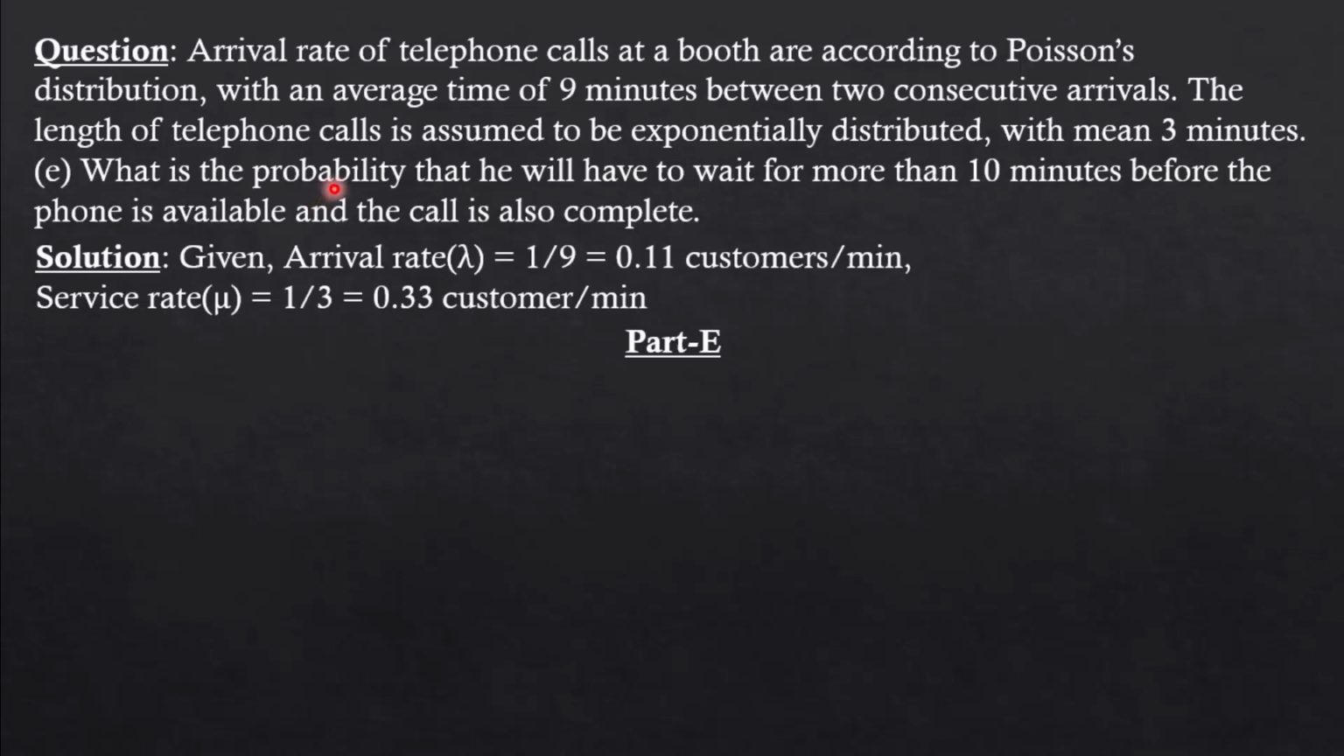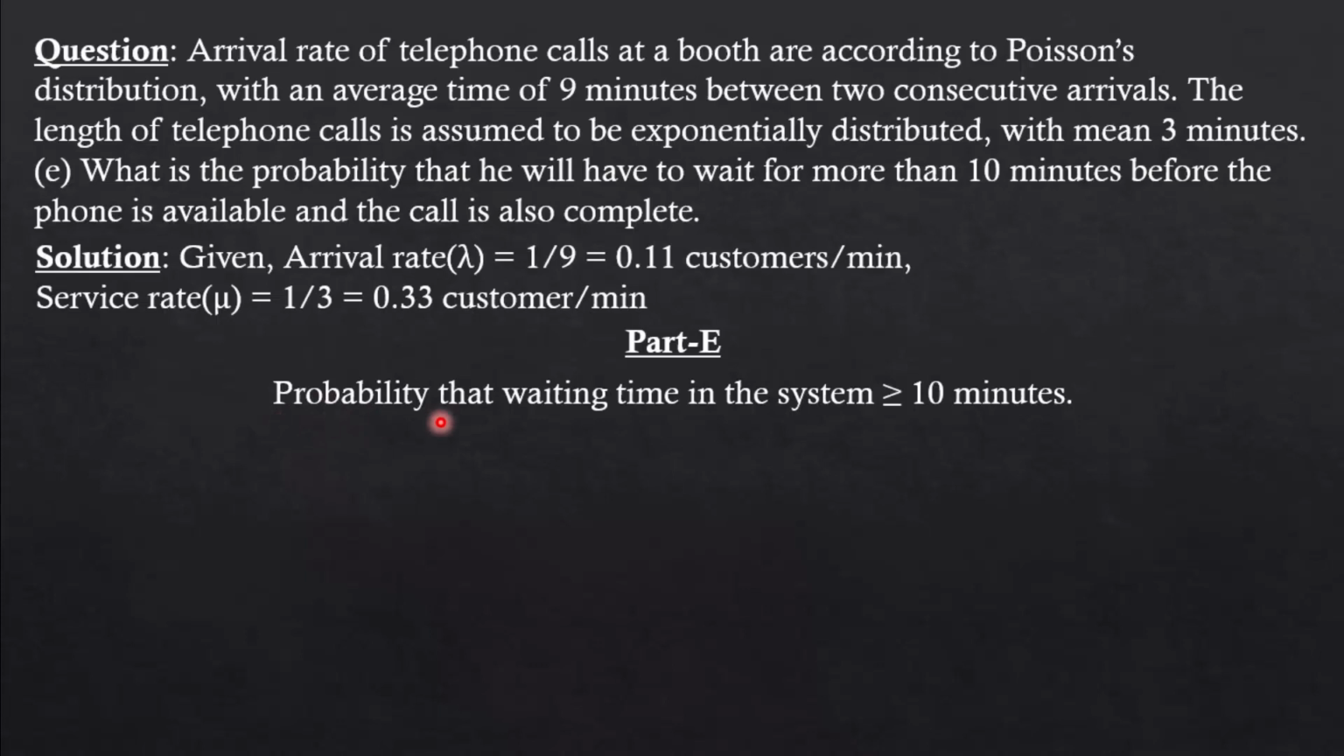What is the probability that he will have to wait for more than 10 minutes before the phone is available and the call is also complete? So the probability that waiting time in the system is greater than 10 minutes is given by this formula, and let us put the value of mu and lambda here, and the final value is coming as 0.111, or we can say 11.1%. So 11.1% is the probability that the waiting time in the system is greater than 10 minutes.